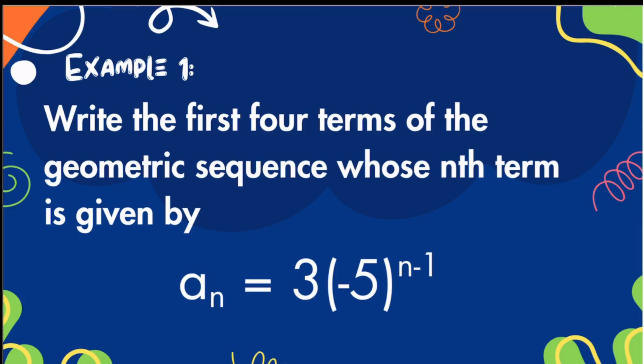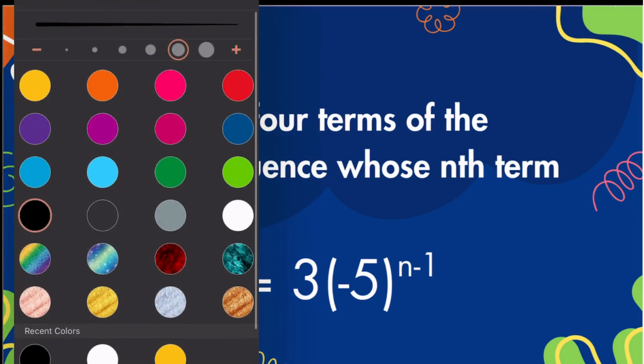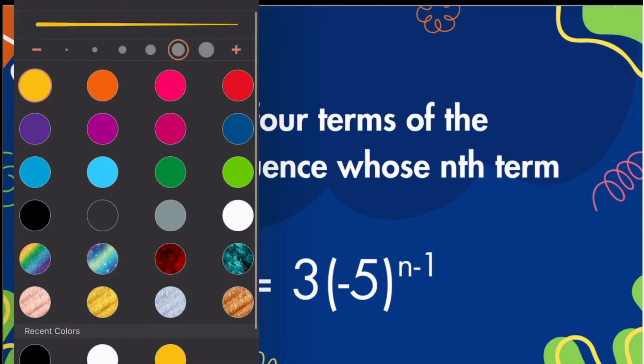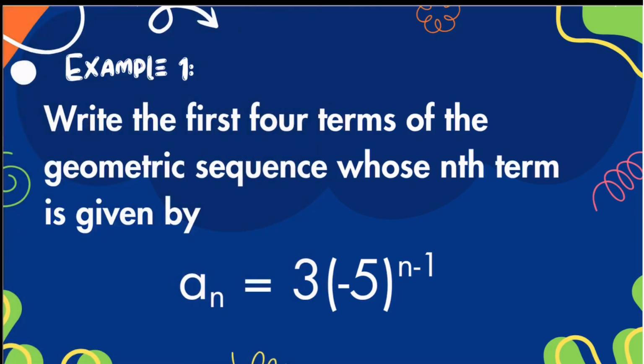So, let's write the first 4 terms of the geometric sequence whose nth term is given by a sub n is equal to 3 multiplied by negative 5 raised to n minus 1. So, parang ito yung formula niya. So, di ba, yung formula kanina, wait lang, let me erase this one. So, yung formula kanina, change natin yung color. Yan. Ang formula natin kanina is a sub n is equal to a sub 1 times r raised to n minus 1. Tama? Yan. So, isosolve natin yan.